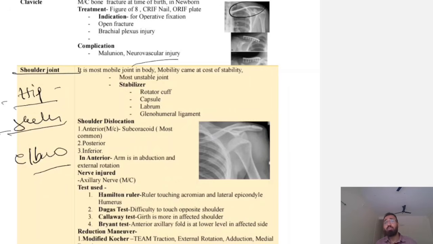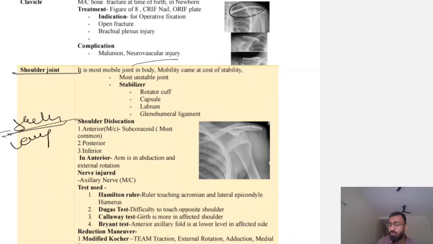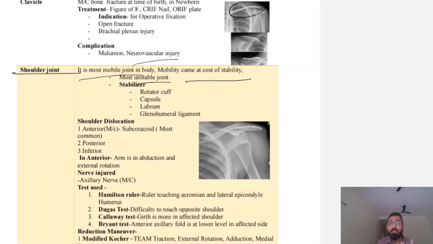So that's why the shoulder joint is a very mobile joint. And I have explained to you that everyone does not get everything, because shoulder joint is a very mobile joint. So mobility comes at the cost of stability. Because it is most mobile, it is a very unstable joint. So that's why it is the most unstable joint of the body.